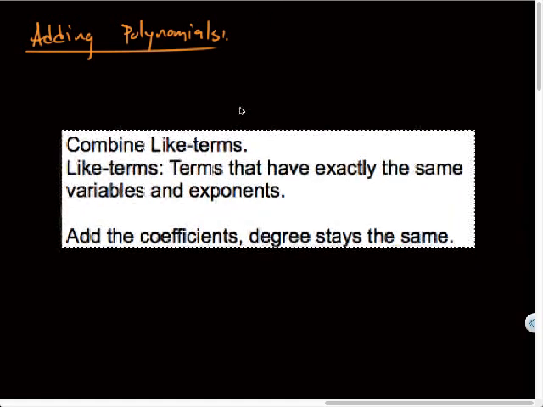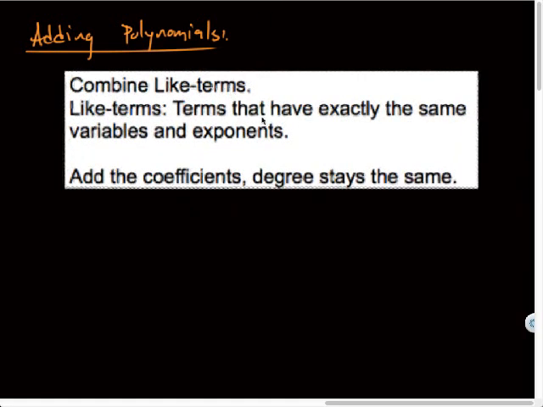Well, a few different ways I could think about it. Actually, you guys already have your definition of like terms. But adding polynomials is essentially all you do is combine like terms, is how it's often referred to. Simplifying? Sure, it's a type of simplifying. But they started off as two separate things. So specifically, when I combine like terms, I add the coefficients and the degree stays the same. They have to be like terms in order to do this.